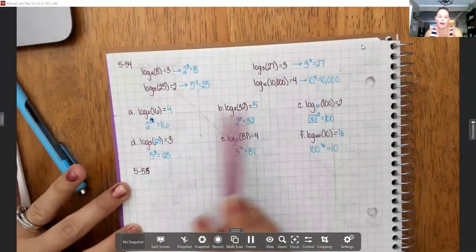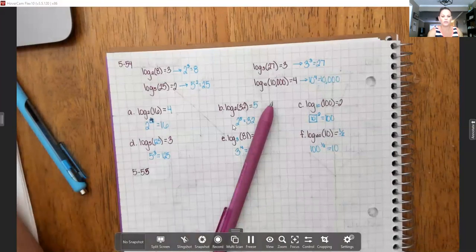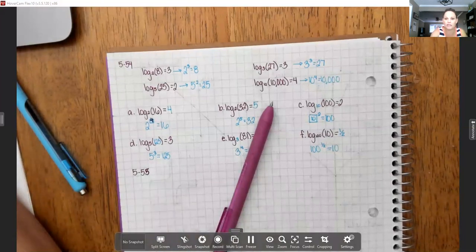So like I said, we're going to practice more of this. We will get notes on this someday this week. This is the first time you're seeing it, so if it's not perfectly clear, that is okay.